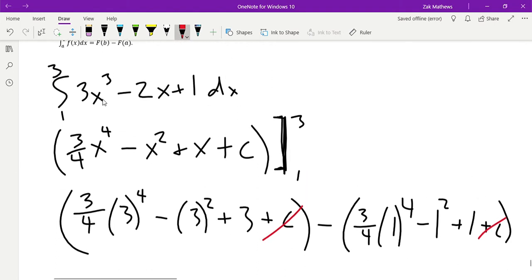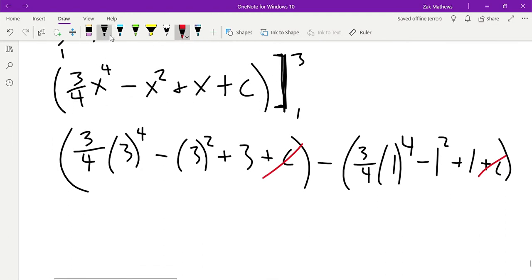We have an indefinite integral, which remember we can tell because there won't be any bounds here. We've got to have that plus c there every single time. If we have a definite integral, we don't need to write it down because it's just going to cancel out. So let's finish out this problem.